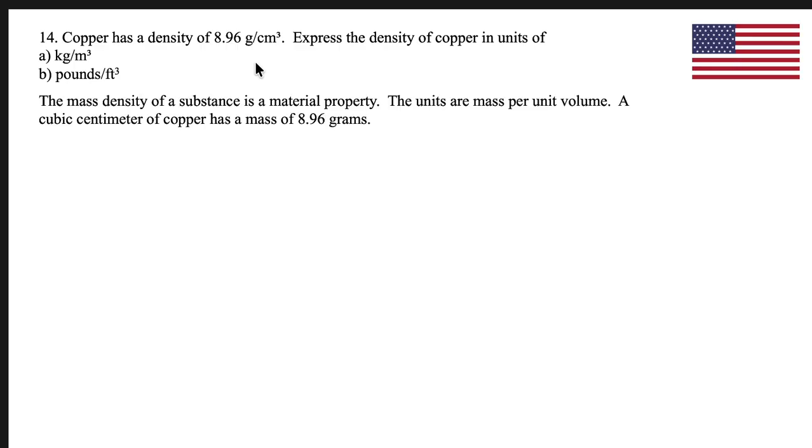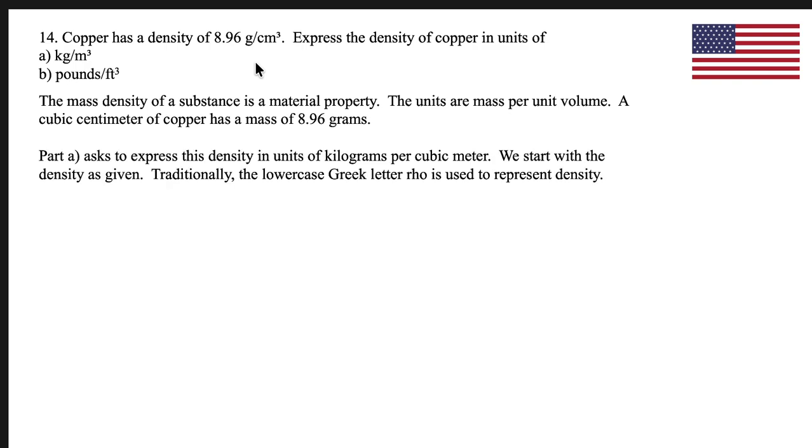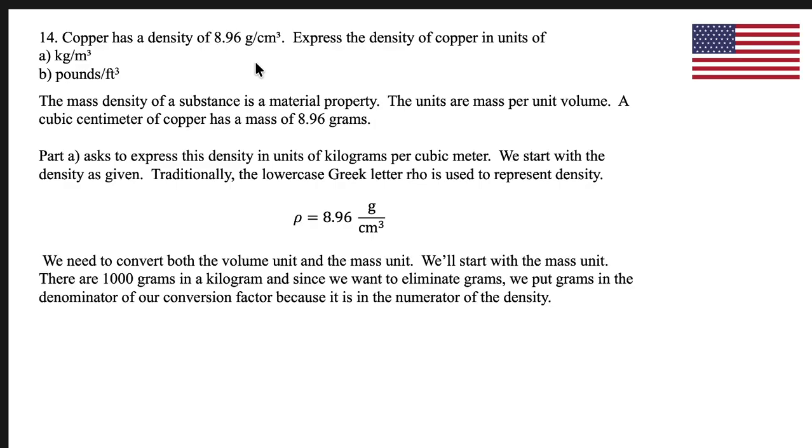So the mass density of something is a material property. Units are mass per volume. A cubic centimeter of copper has a mass of 8.96 grams. We have to express this density in units of kilograms per cubic meter. So we're going to write down the density, and the lowercase Greek rho is used to represent density traditionally. So we're not going to buck tradition.